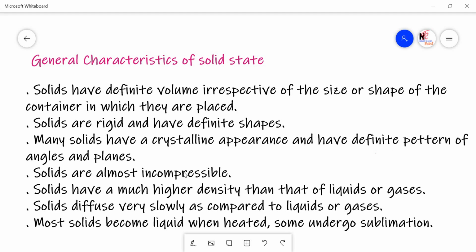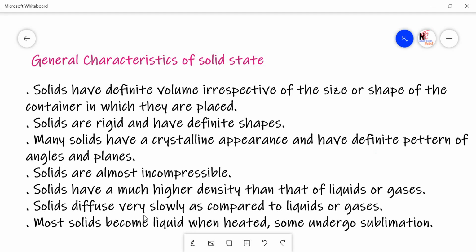Solids are almost incompressible. Solids are incompressible because in solids the particles are so closely arranged that you cannot reduce the volume of the solids by applying pressure. Solids have much higher density than that of the liquids or gases because more number of the particles are placed in the smallest area in the solids. Solids diffuse very slowly as compared to the liquids or gases.